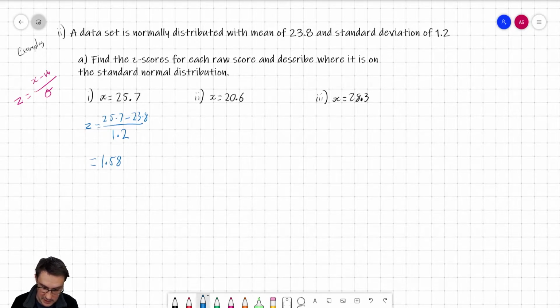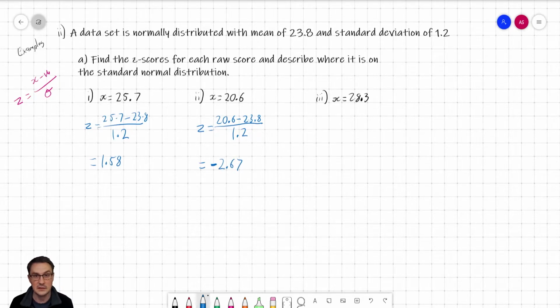In the second one here, to work out the z-score, we're going to have 20.6 minus 23.8, and this is going to be over 1.2. Typing this into our calculator, we'll get our answer here. This is going to be negative 2.67. So what this is saying is it's lying below the mean, and it's 2.67 standard deviations below the mean here.